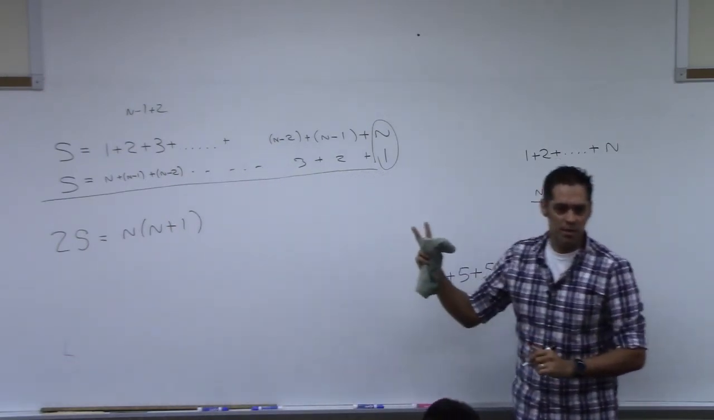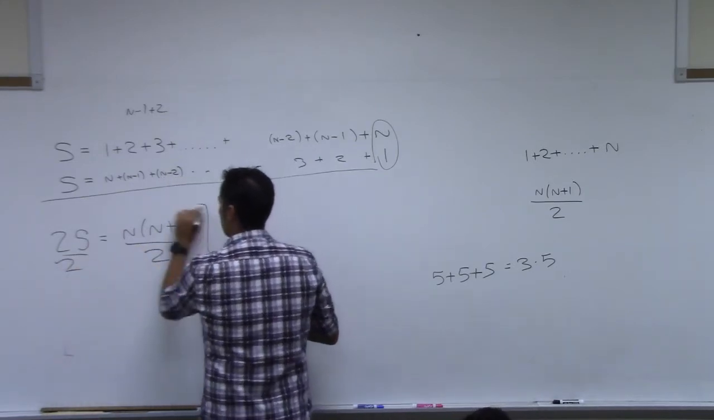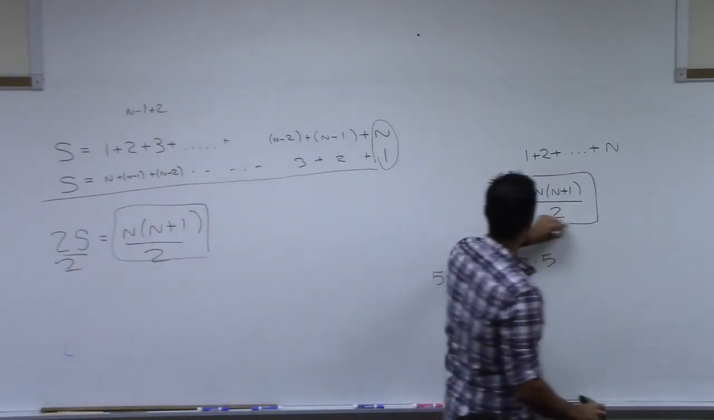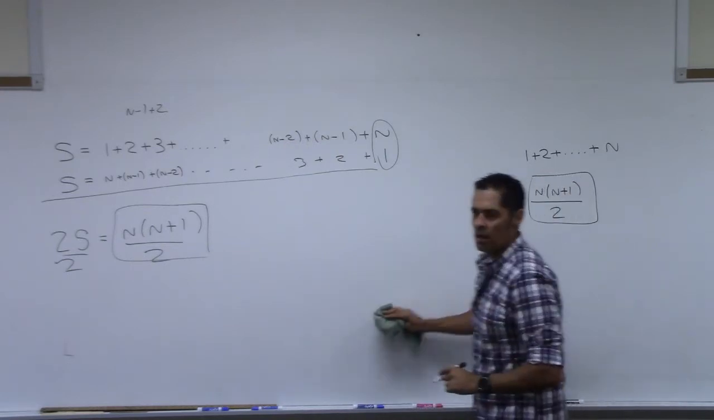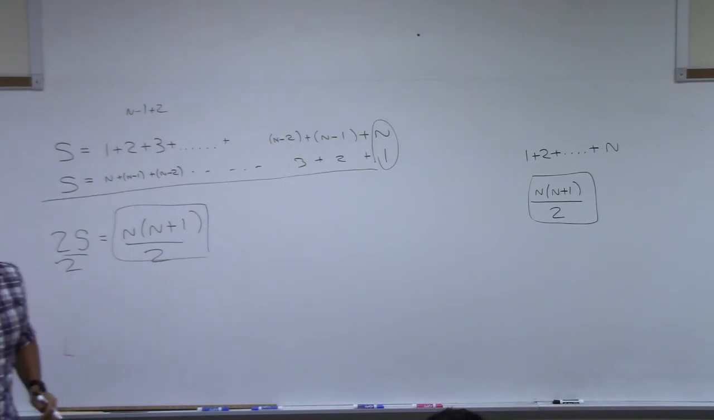But that's twice as much as we want. So divide by 2, and you get this formula right here. So what did he plug in the formula? He didn't plug in. He used n. Kindergarten. Kindergarten, yeah, we'll get to that in a second.